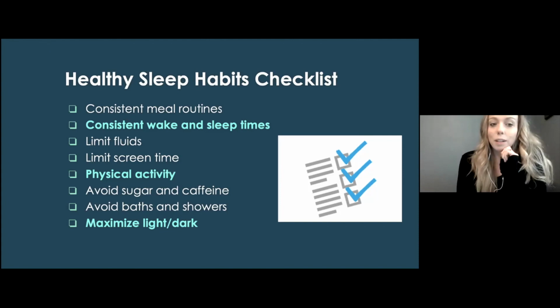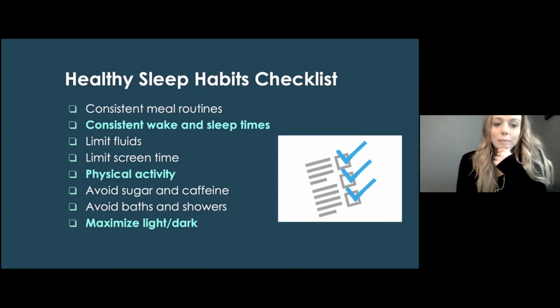Sugar and caffeine, of course, avoid those as much as you can close to bedtime. Physical activity during the day, and maximizing the light and dark. Exercise is best done away from bedtime, so not too late in the day, as it does increase our cortisol levels and our alertness. So allowing some space for your body to wind down and reset is really helpful right before bed. Yoga is good though. Doing some soft, gentle yoga before bed would be fine.